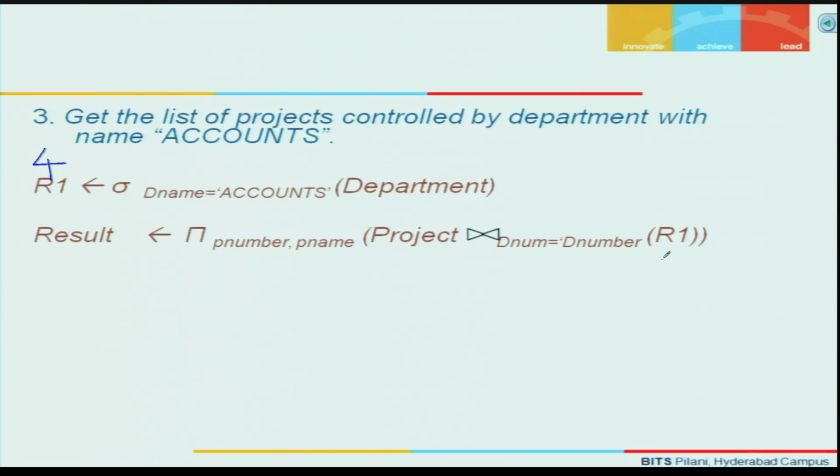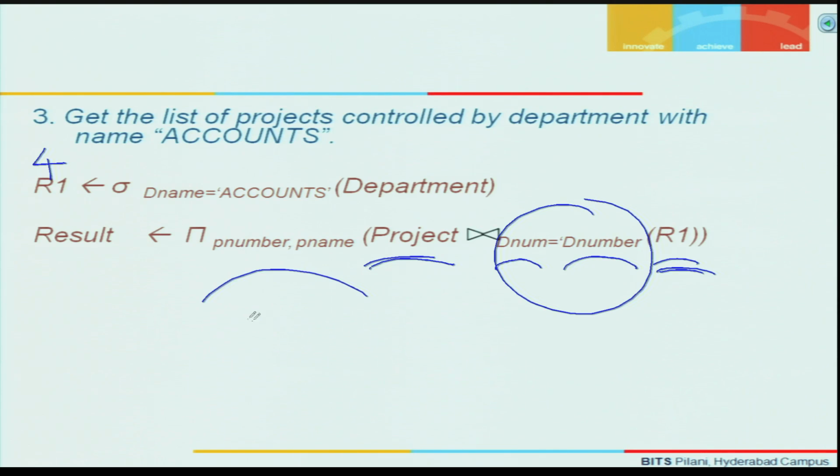Now I join R1 with the project table, and the join condition is that dnum in the project table is equal to dnumber in the department table, because in the project table I store the information about the controlling department in the form of dnum, which is a foreign key pointing to dnumber of the department table. After doing that, I project on pnumber and pname. This will give me the project name and project number.